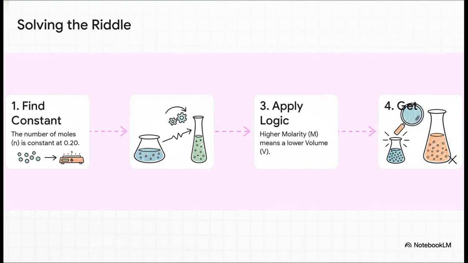So let's use that logic to solve our riddle. Step 1, we know the moles are constant, right? 0.20 for all of them. Step 2, we just learned that means molarity and volume are inversely proportional. Step 3, applying that logic, if we want the smallest volume, we need to look for the highest molarity. And boom, there's our answer. The 1.4 M solution, the most concentrated one, has to have the smallest volume. See? It's all about the logic, not just punching numbers into a calculator.